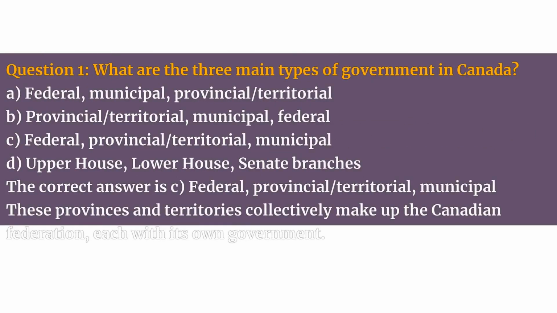Question 1. What are the three main types of government in Canada? A. Federal, municipal, provincial, territorial. B. Provincial, territorial, municipal, federal. C. Federal, provincial, territorial, municipal. D. Upper House, Lower House, Senate branches. The correct answer is C. Federal, provincial, territorial, municipal. These provinces and territories collectively make up the Canadian Federation, each with its own government.